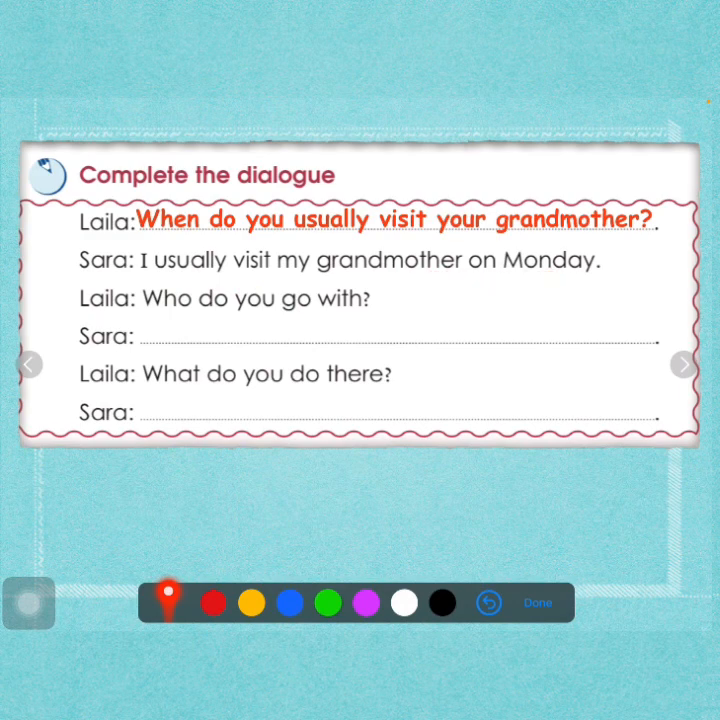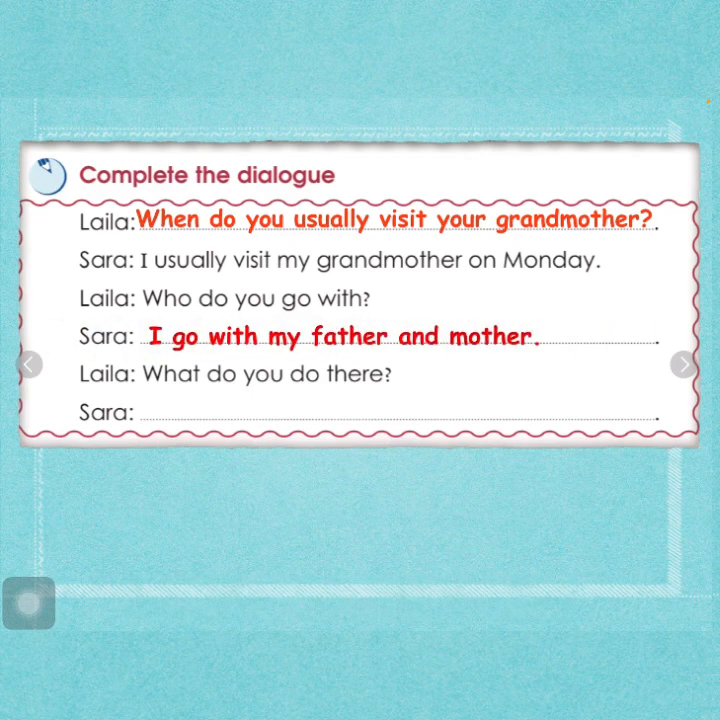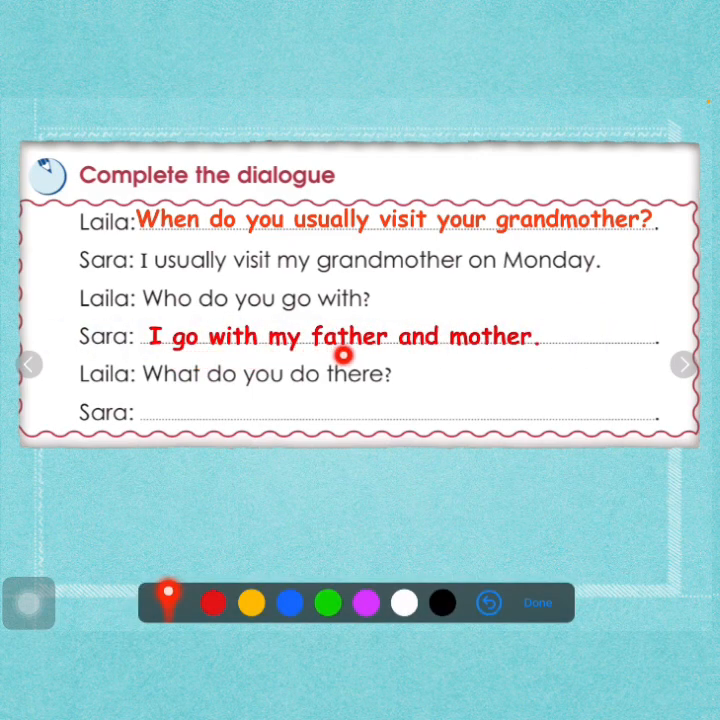Now, look at here. Who do you go with? Yeah, girls. I go with my father and mother. Or you can say, I go with my family.